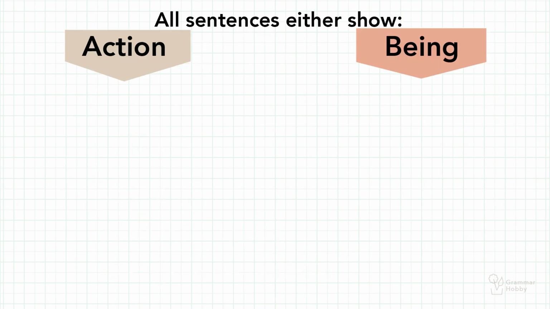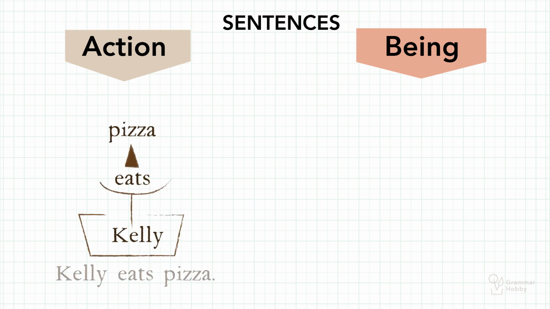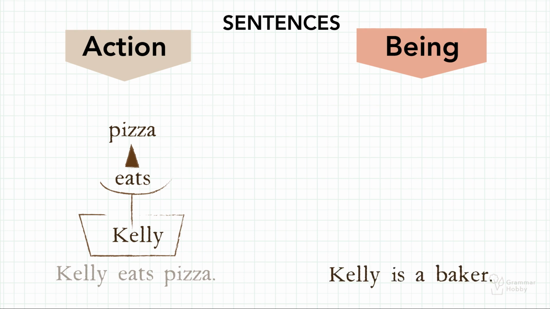Let's study the next important thing about sentences. As we already know, all sentences either show an action or a being. Here is an example of a sentence that shows actions. Kelly eats pizza. Pause the video to copy the drawing. Notice how the triangle points to the object, pizza, because our subject Kelly does something to it.